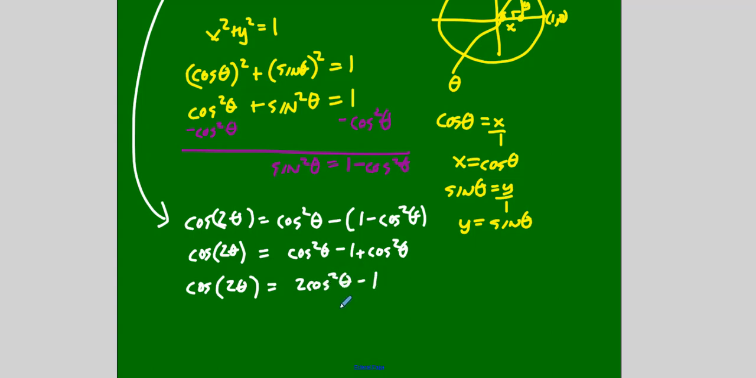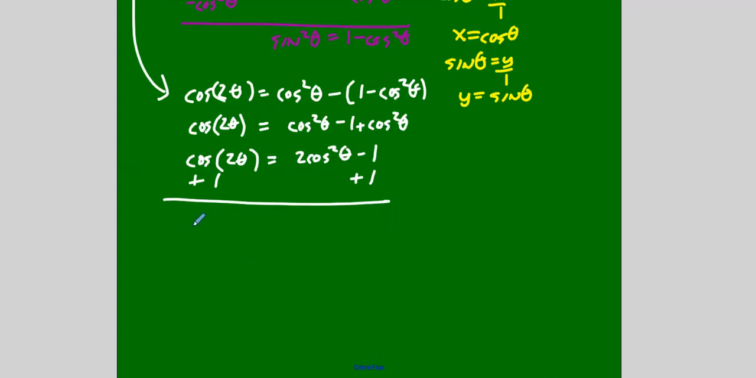minus 1. So now I'm going to solve for cosine squared theta, so I'm going to add 1 to both sides. And I'm going to get cosine 2 theta plus 1 equals 2 cosine squared theta.